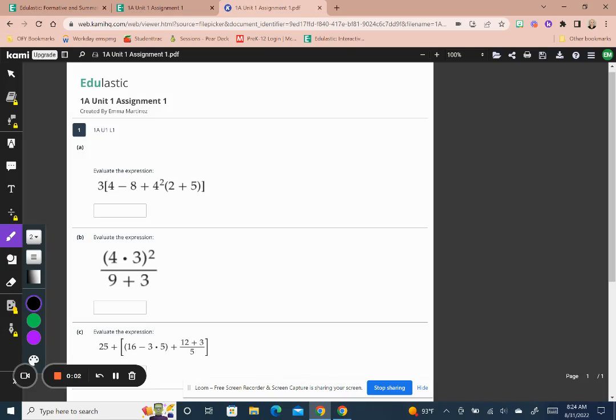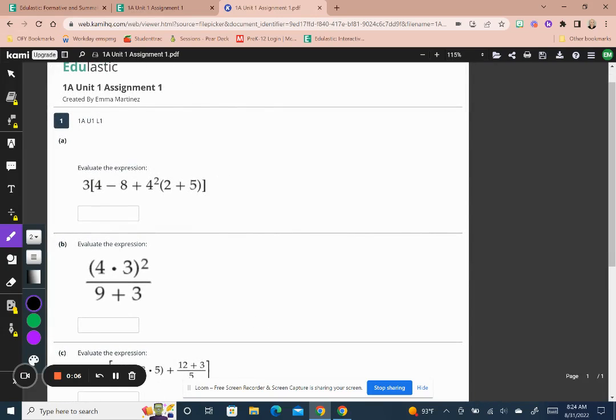Hey guys, so this is our Unit 1, Assignment 1. So remember, we're going to be using PEMDAS. What does that stand for? We have parentheses.